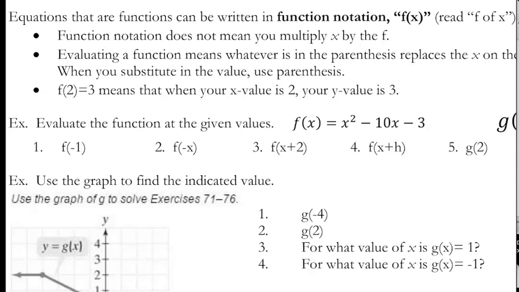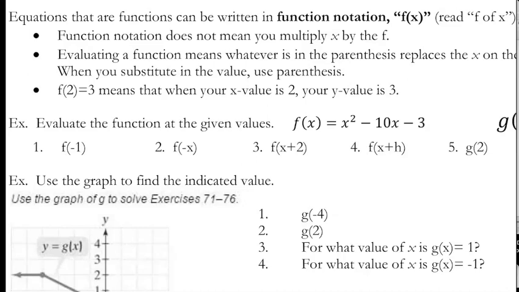The whole point in determining whether or not we have a function is so that we can use function notation. So anytime we have an equation that we recognize as a function, we're going to want to write it in function notation. So that's why it's important to solve equations for the y when we're determining if it's a function, because if it is, we're going to write it in function notation.